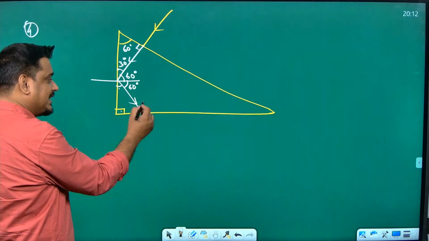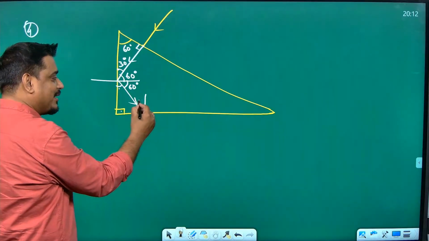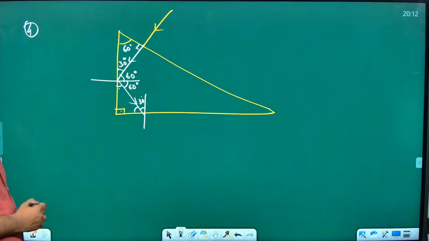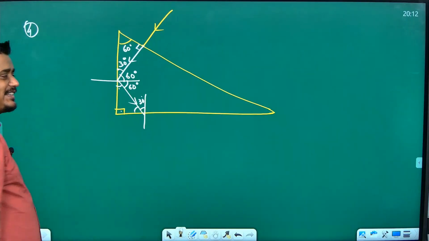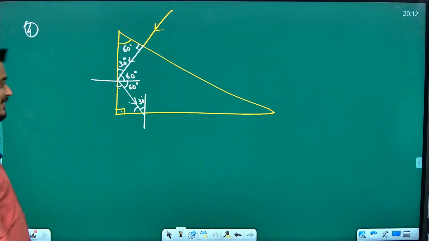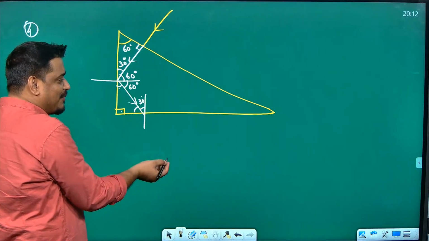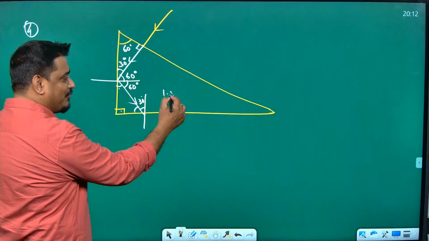If this is 60, I will draw the normal, and this will become 30. It was wrong last time, what we did. If it is 30, it will come out from here itself. I don't know why I took 60 that time. If it is 30, it will come out from here itself, and now this is 1.5 mu.